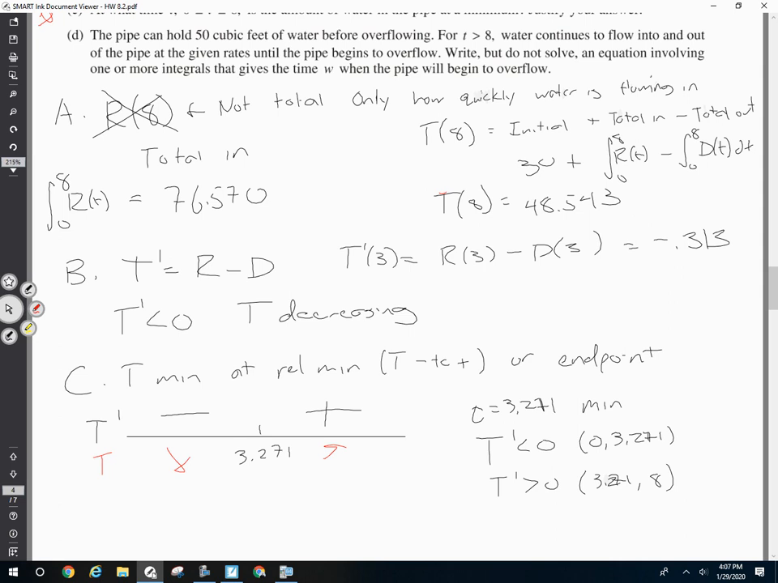Everybody thinks like, oh, does that change my starting point? But no. Just pretend like it just says the interval is from 0 to whatever, okay? 0 to infinity. You're still using R and D, okay? What do we think? When does the pipe overflow? When the water is greater than 50, okay? So when the total equals 50, we're going to start to overflow. Okay, here is an expression for my total.